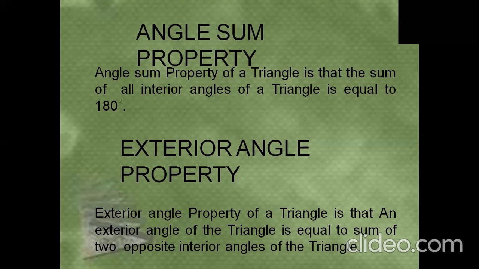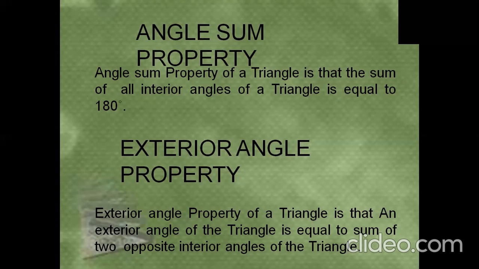The first property says the sum of the three angles of a triangle is equal to 180 degrees. That is, the angle sum property of the triangle is that the sum of all the interior angles of the triangle is equal to 180 degrees. The second property of the triangle is the exterior angle property, which says that an exterior angle of a triangle is equal to the sum of the two interior opposite angles.